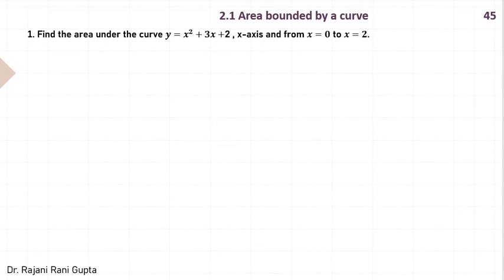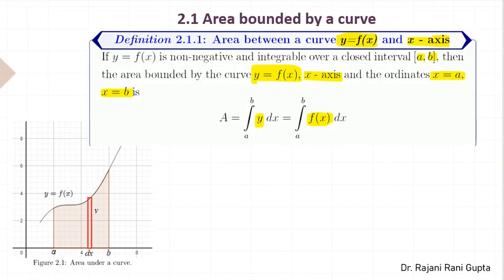Suppose you have to find the area under the curve y = x² + 3x + 2, the x-axis, and from x = 0 to x = 2. What you see from this figure is that this is your curve, and this curve is not intersecting the x-axis at any point between a and b.